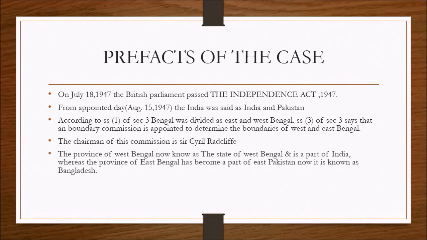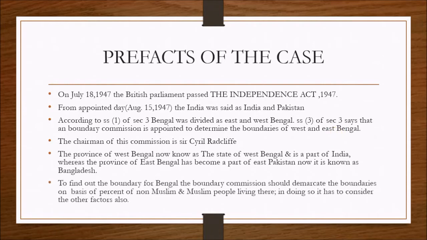The province of West Bengal, now known as the state of West Bengal, is a part of India, whereas the province of East Bengal has become a part of Pakistan and was known as East Pakistan, and now it is known as Bangladesh. So far as Bengal was concerned, the material terms of reference for the boundary commission were to demarcate the boundaries on the basis of the non-Muslim and Muslim people living in the area. In doing that, it means the border commission also had to consider other factors.